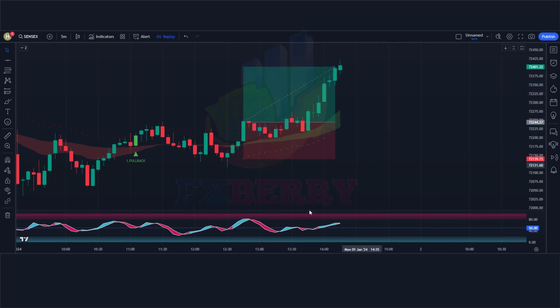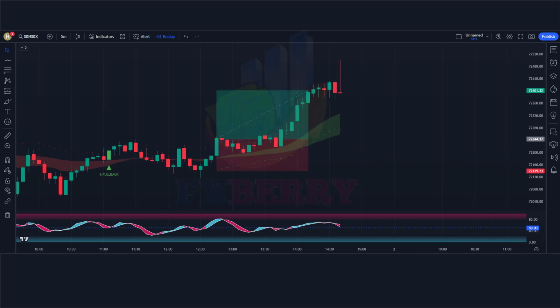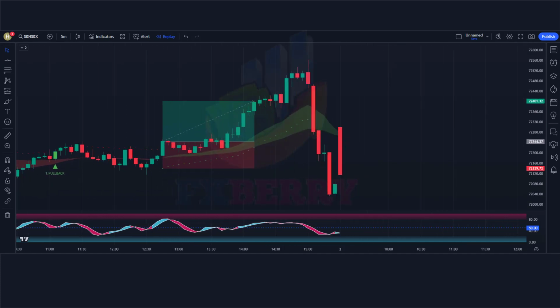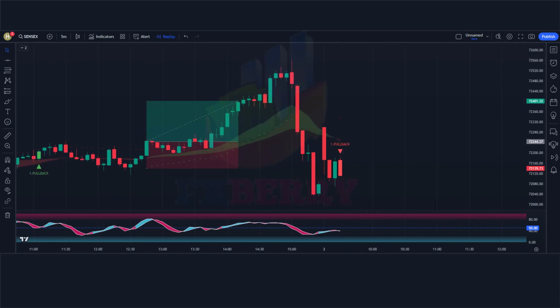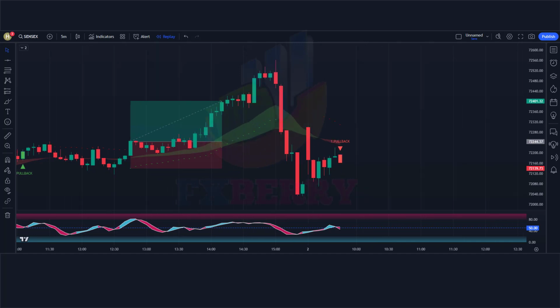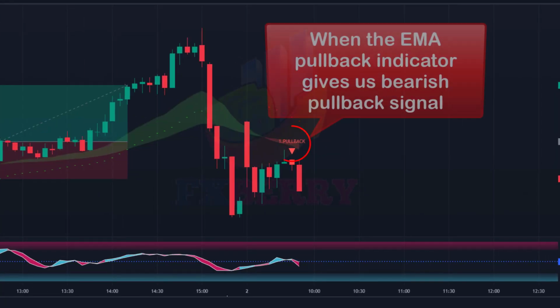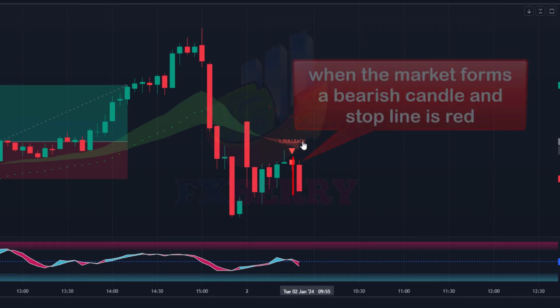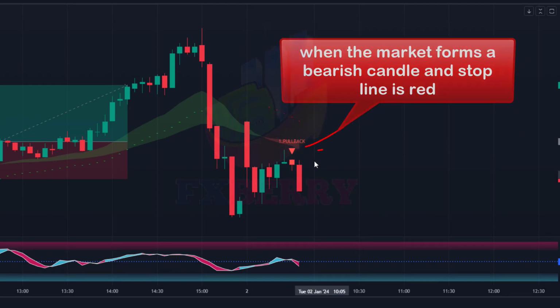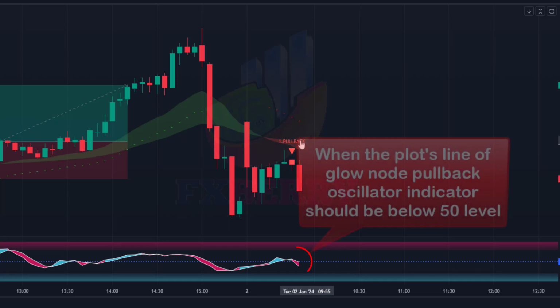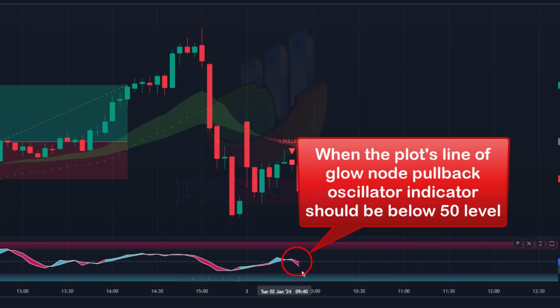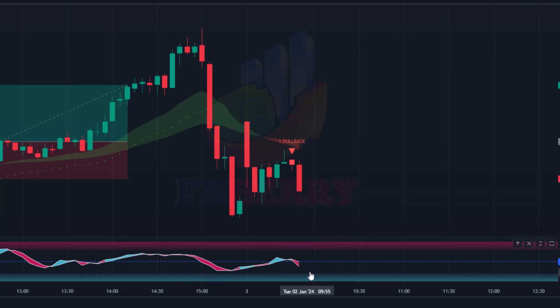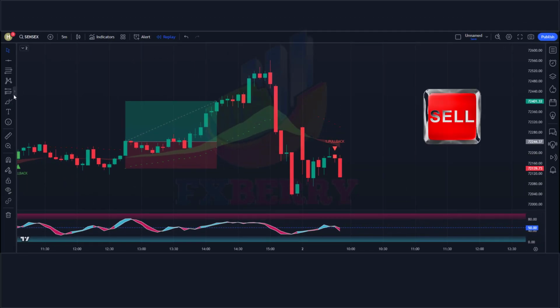Now let us understand short position. When the EMA pullback indicator gives us bearish pullback signal, when the market forms a bearish candle and stop line is red, and when the plot line of Glow Node pullback oscillator indicator is below 50 level, if these conditions are fulfilled, then we will place sell order.